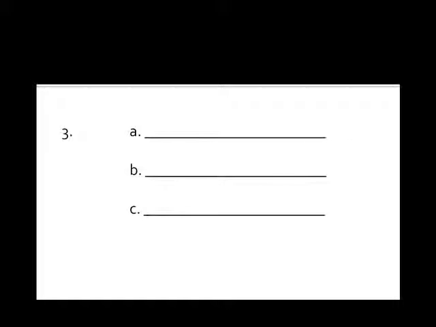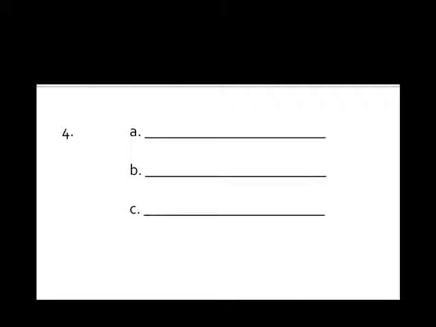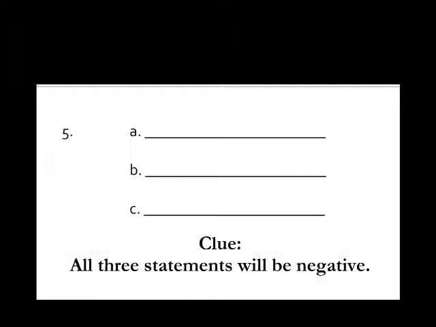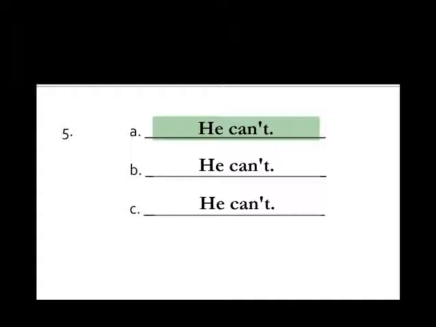3. She can help. She can help. She can help. I said, she can help. A was different. In A, I emphasized can. 4. We can. We can. We can't. I said, we can. C was different. 5. Now this one will be a bit more challenging. All 3 statements will be negative. What you need to listen for is whether I say a final T or a glottal stop. Are you ready? He can't. He can't. He can't. I said, he can't. A was different. I said the final T in A. In B and C, I used the glottal stop.